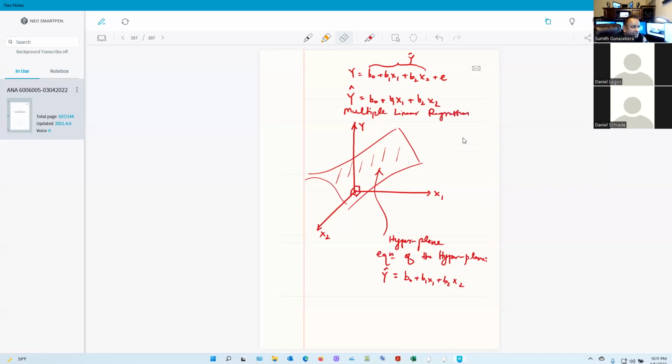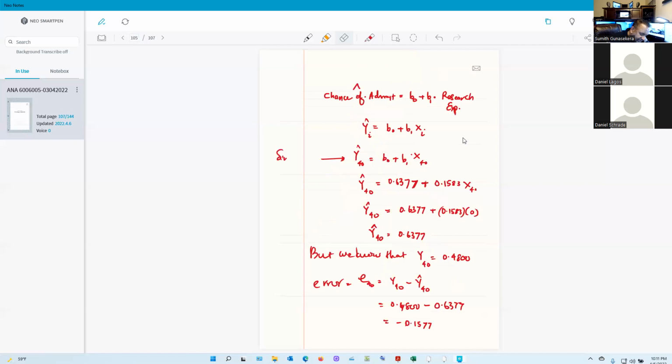Multiple linear regression. Earlier we had simple linear regression. Simple means one variable. Multiple means multiple. You see X1 and X2. This one is simple linear regression.